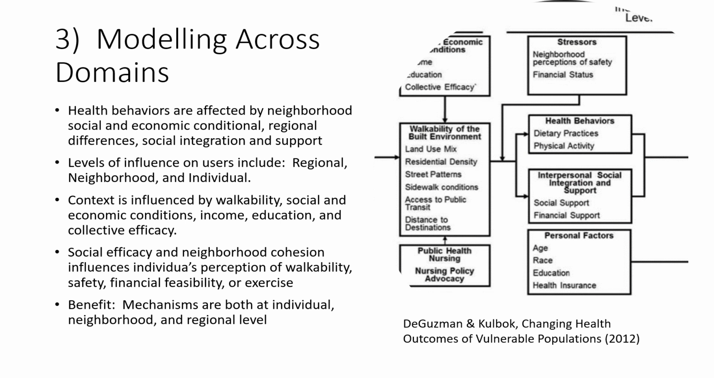Similarly, in this model, de Guzman and Kolbach note more than one domain is needed to understand humans' healthy behavior. It may include location, social efficacy, neighborhood characteristics, and economic conditions.